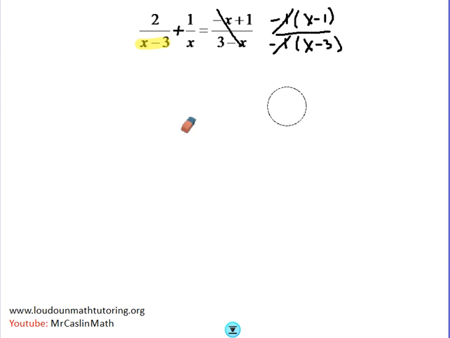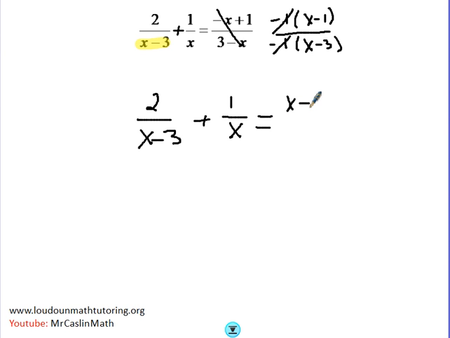So let's summarize here. What we've ended up with is 2 divided by x minus 3 plus 1 over x is equal to x minus 1 over x minus 3. So to recap, we took this 3 minus x, changed the order, factored out a negative 1, and you can get this term here to match this term here.